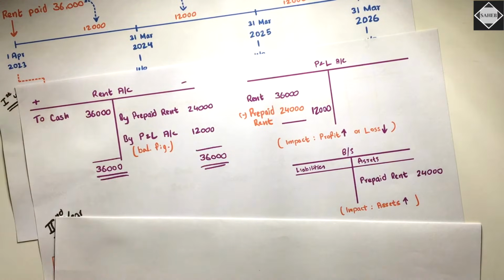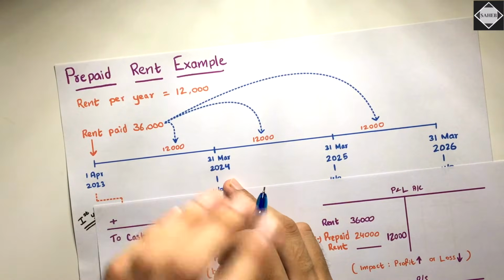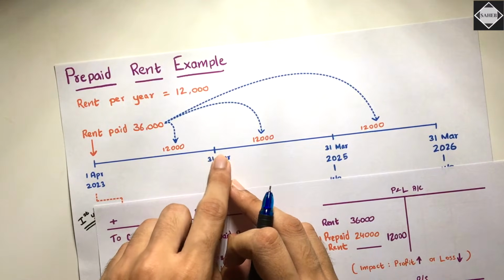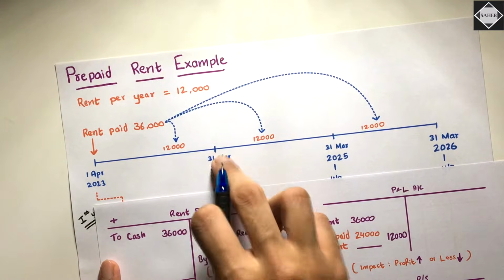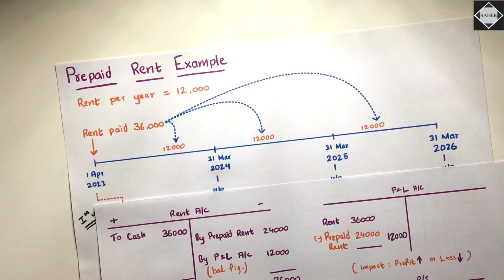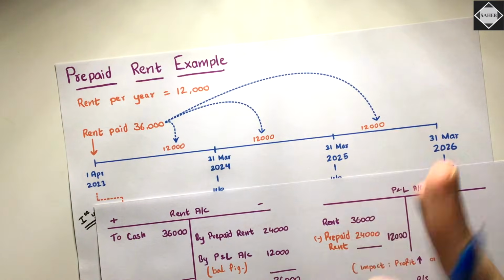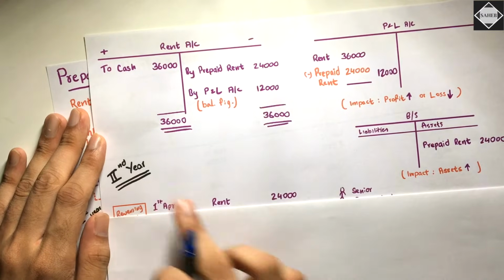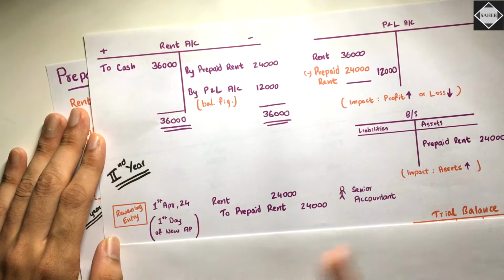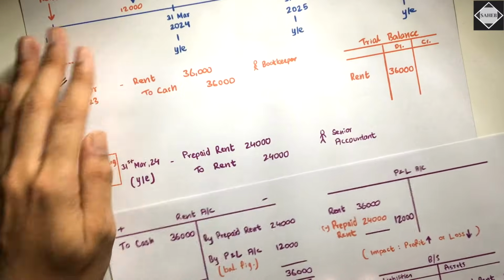Fine. Now let's move on to the next year. 31st March 2024 over. After this, new accounting period will start, 1st April 2024. Over here, what you have to do? I told you, right after the adjusting entry, you have to pass reversal entry or reversing entry, right? So let's just pass that. Second year, reversing entry. How will you pass the reversing entry? Exact opposite of adjusting entry.